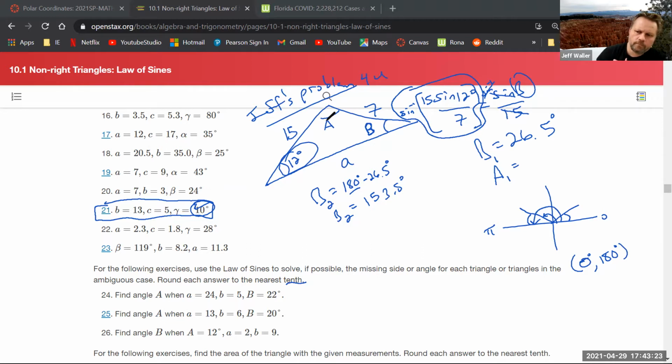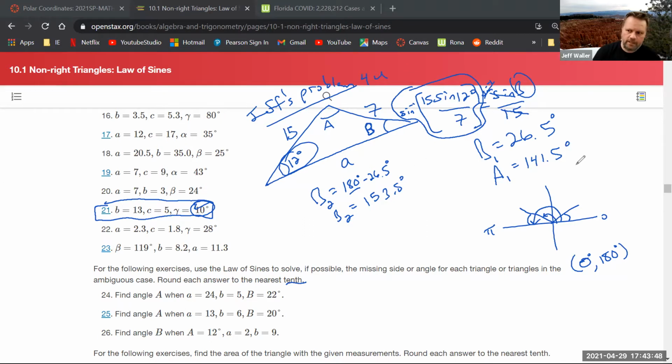Bigger than 90? Who cares? What is it? As long as it's smaller than 180 degrees, that's all good. 141.5, maybe? I don't know. I really didn't do it in my head. Let's see. 30, 38. That sounds about right. Yes, that's right. Okay.